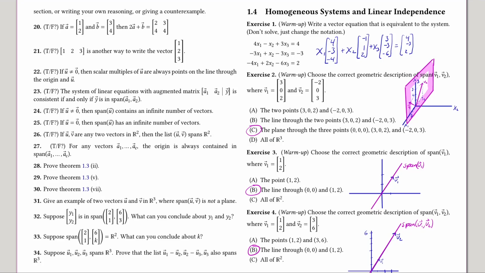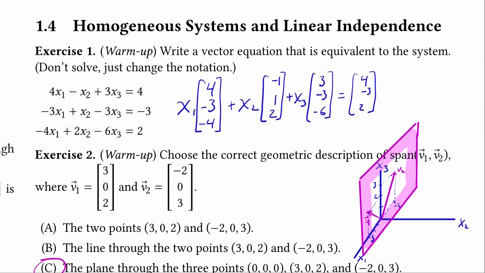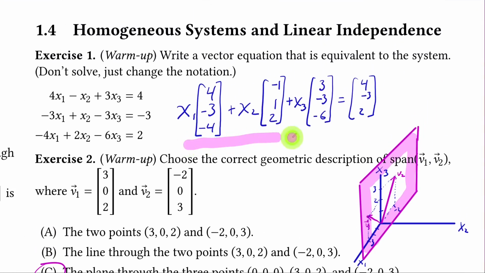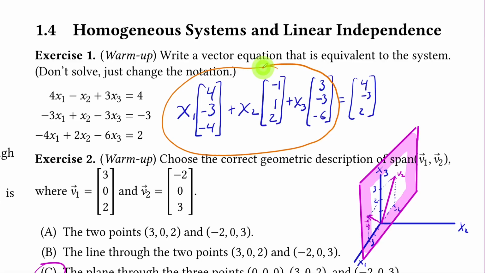All right, here are some solutions for exercise 1. Hopefully you got something that looks like this. This is a vector equation, which is saying the same thing as this system of equations. Like this vector on the left is going to equal the vector 4, negative 3, 2, if and only if the first component of the linear combination is 4, and the second component of the linear combination is negative 3, and the third component is 2. So they are saying the same thing.